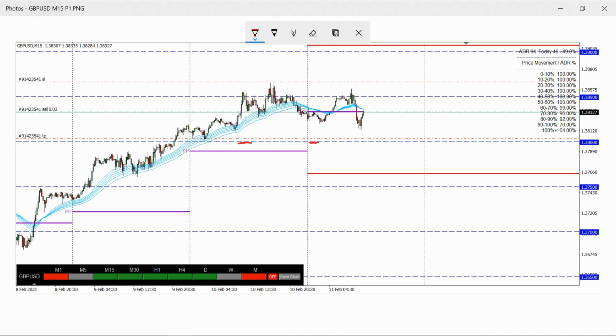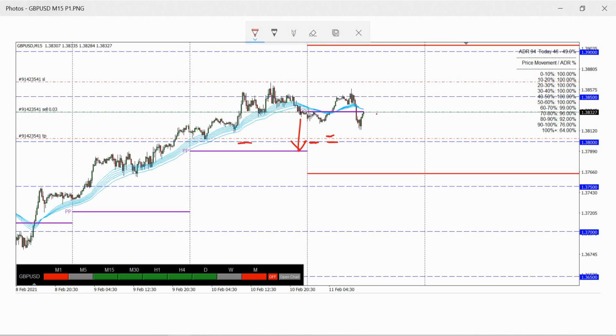Just in case it didn't reach it, I've tried to stack the odds in my favor that if price does want to get to this pivot, I didn't set it here. I set it just before that level there. So if I do get nicked on my take profit, which is great, and then price might reverse back up, that's why I've put my take profit there.